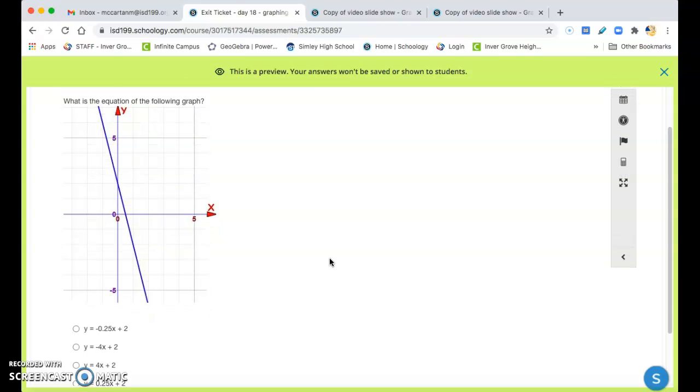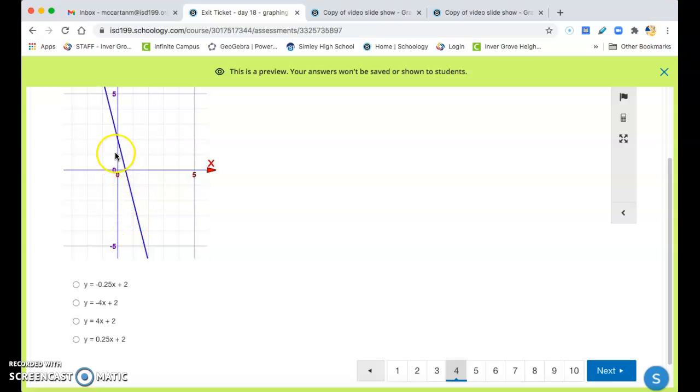All right, this has a very negative slope. All right, it's down 1, 2, 3, 4 over 1. So 4 over 1, that's negative 4. This slope is negative 4. And it goes through the y-axis at 2. Negative 4 is the slope, 2 is the y-intercept.